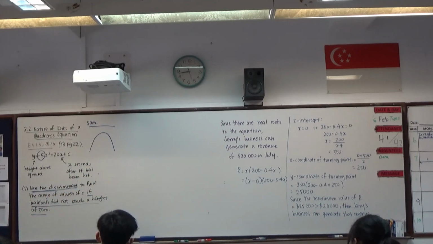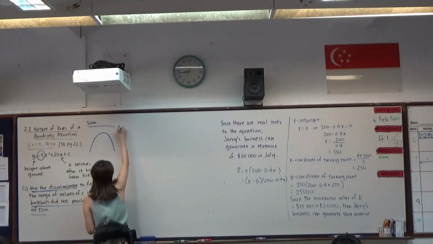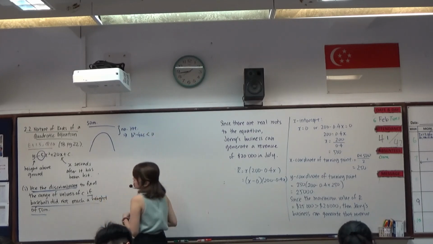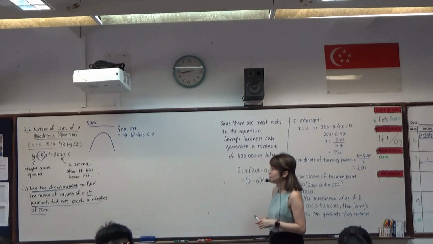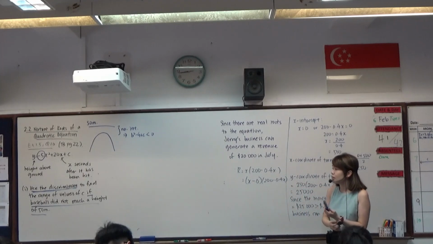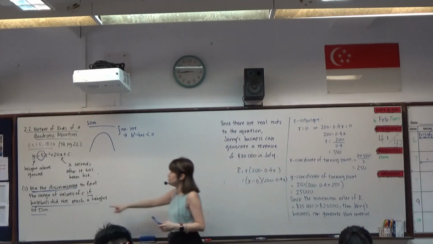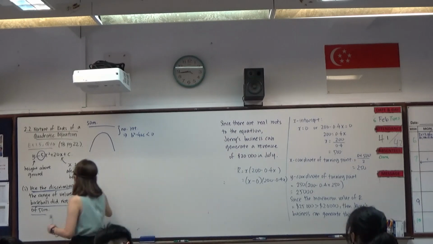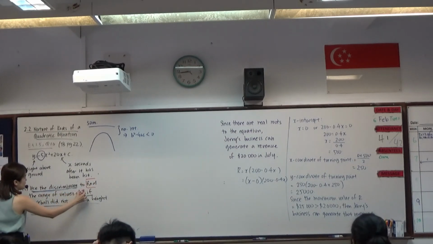In other words, are there any intersections between the curve and the line? No, right? So no intersection means discriminant less than 0. So we can use the fact that discriminant less than 0 in order to determine the range of values of C, because that is what we want to find. So our goal is to find the range of values of C.